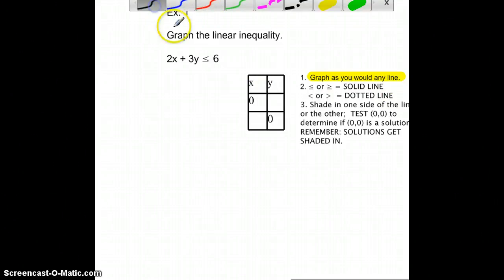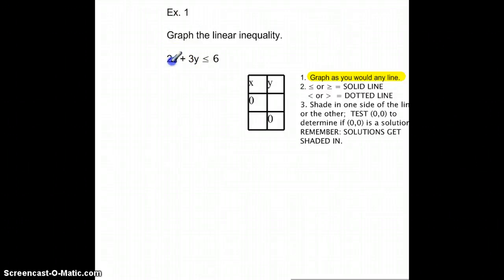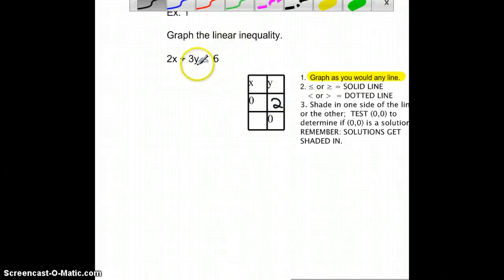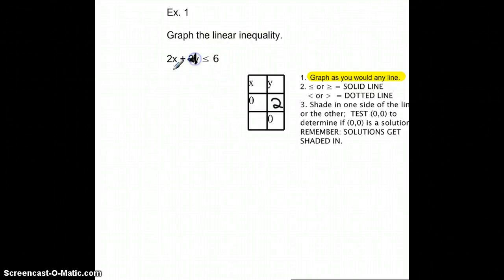Let's solve it out. If I plugged in 0 for x, this cancels that out. We have 3y equals 6. Well, we know y equals 2. If I wanted to plug in 0 for y, it's going to cancel this term out. We've got 2x equals 6. That means my x would be 3. Great. Now we can plot our line.